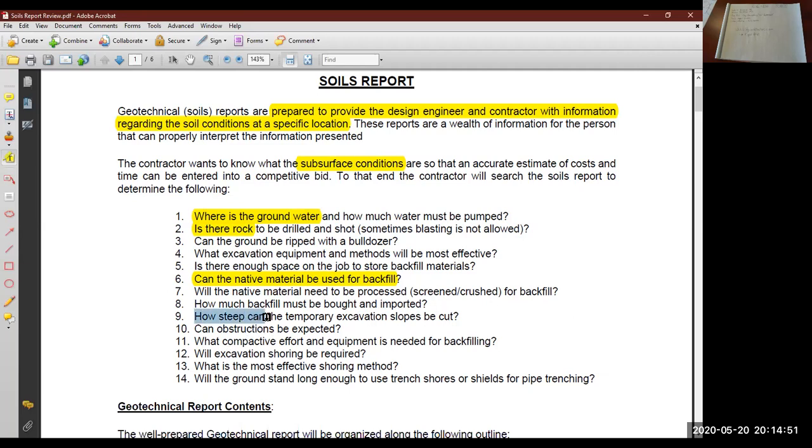Another important one here: how steep can the temporary excavation slopes be cut or excavated at? This is where the 1-to-1 or the 3/4 to 1, maybe it's shallower, maybe it's 1.5 to 1. This is where you should first look for your slopes. If the soils report does not tell you an acceptable temporary excavation slope, then you fall back to what WCB says.